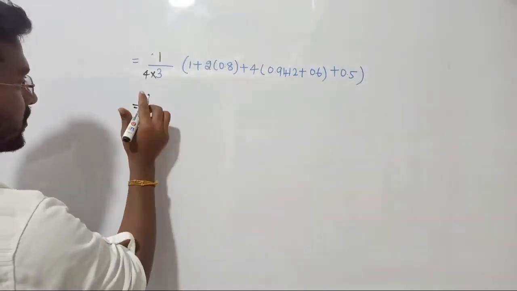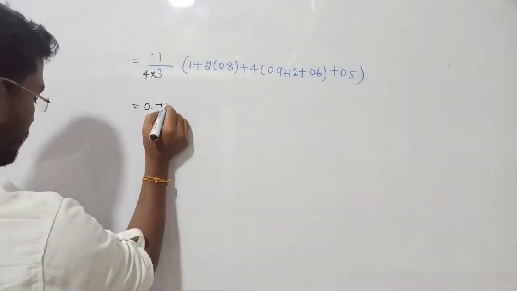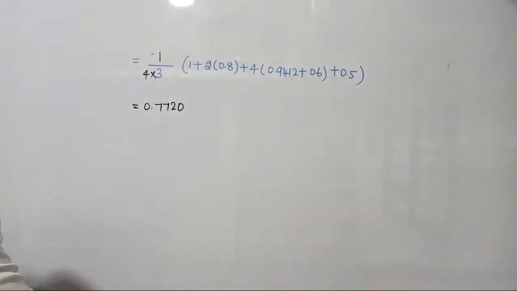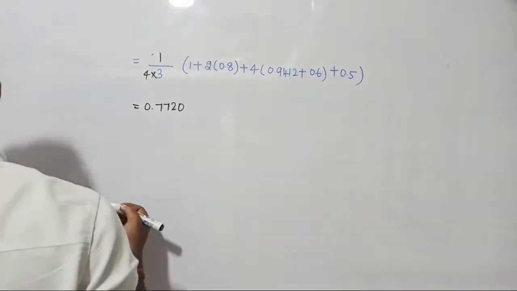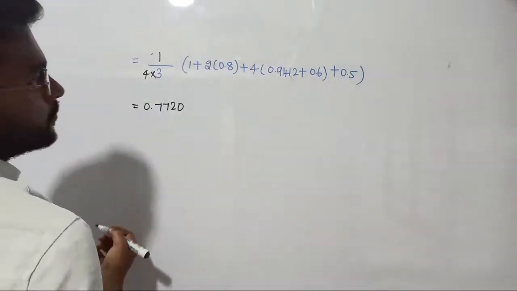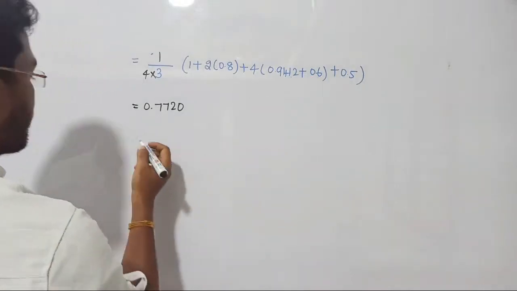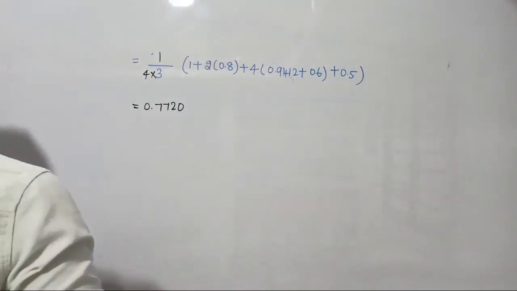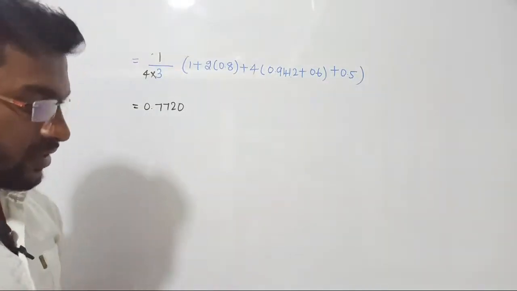So the exact value is 0.7720. What is the given answer? In the options, what did they say? 0.7854, right? I think I left some value here. So the option is what? Option A, according to your answer. I left some decimal, you just substitute.